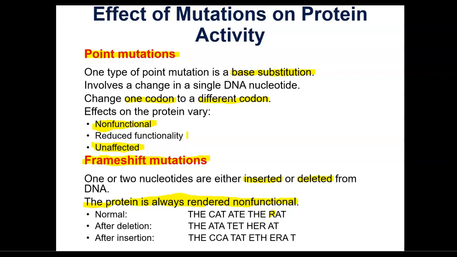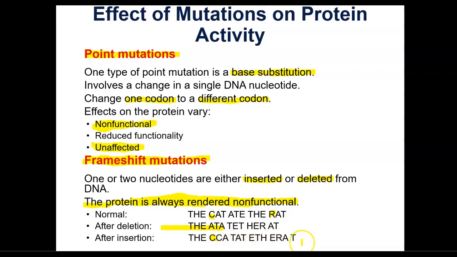But if you have a frame shift mutation, let's say that the C is removed in the normal, the C is removed. So now we have ATA, the ATA, tet, her, at. That's not even the same sentence. I mean, there's no comparison with that. It's not even a sentence at all.